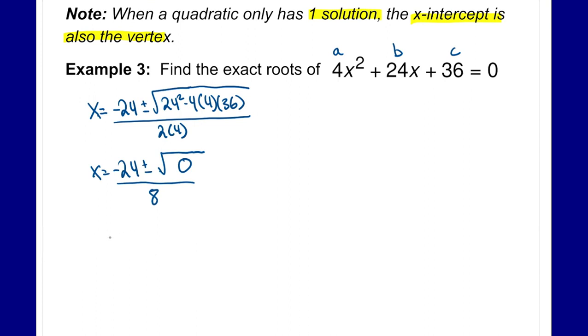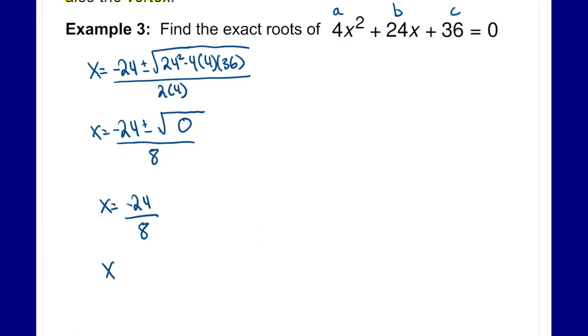So this one actually works out nicely because we just get x is equal to negative 24 divided by 8. If you want, you could say plus or minus 0, but again, that does nothing. It's not going to change anything. And we get x is equal to negative 3. So that is our one solution because of this 0 discriminant here.